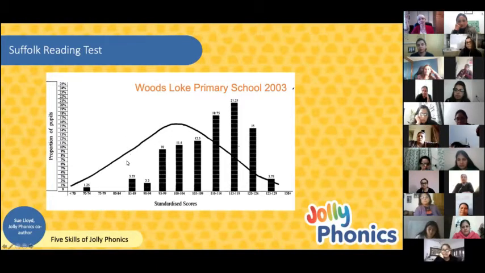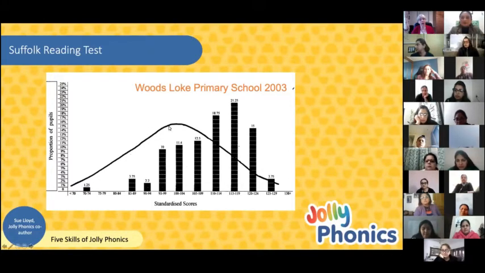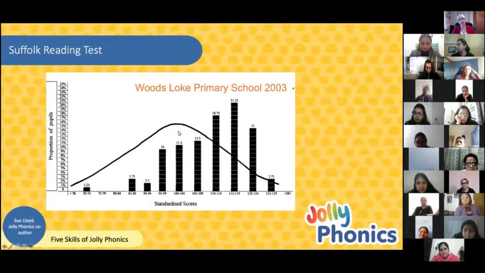Now, these charts are important because it shows the difference between when you teach with synthetic phonics through the code, the results that you can get. And this was at our school. And you can see here, there's the bell-shaped curve. Now, if you understand about standardized tests, the children should all fit in that curve. And there should just be a few at the bottom who are struggling and a few at the top who are really good, excellent.